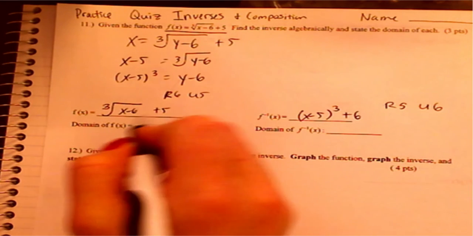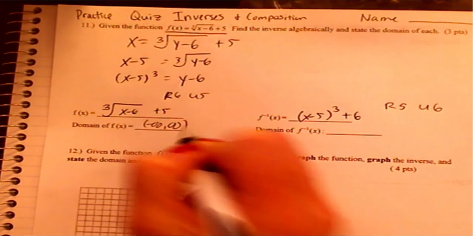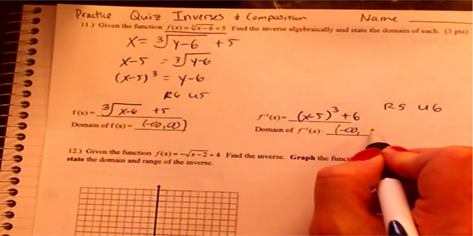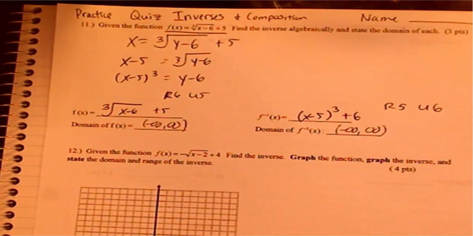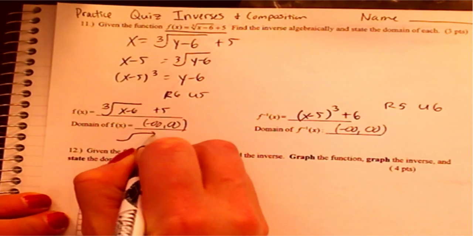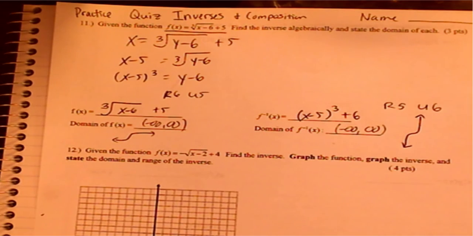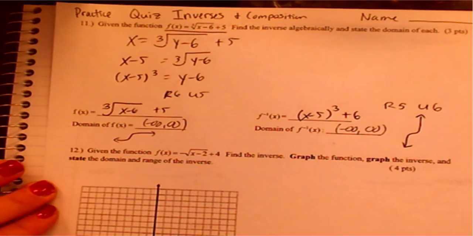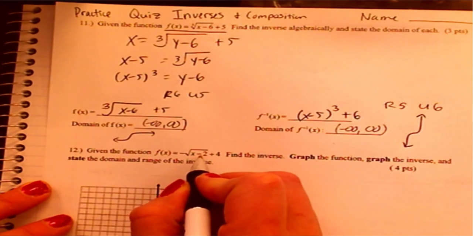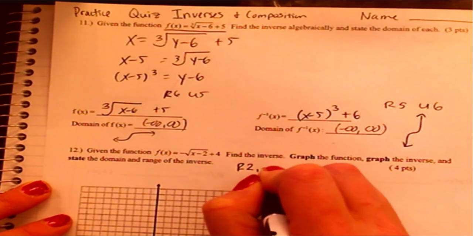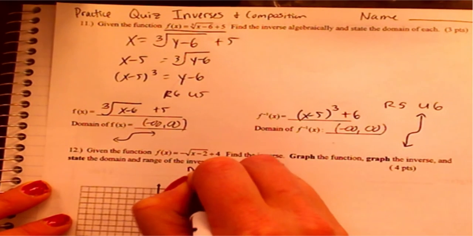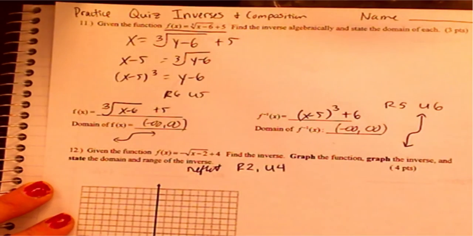The domain of the cube root is all real numbers. The domain of the cube is also all real numbers, because it's a cube root. This one looks like this. This one looks like this. Notice that they both have positive-ish slopes. Okay, now it gets interesting. Right 2 up 4 and reflect.